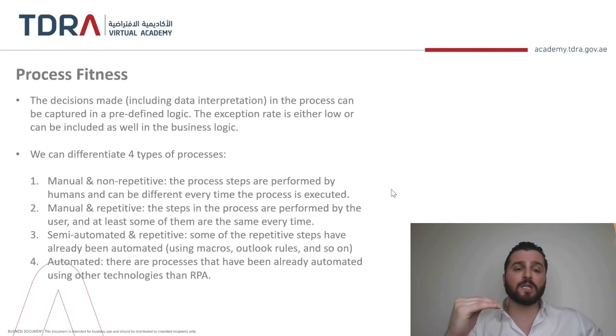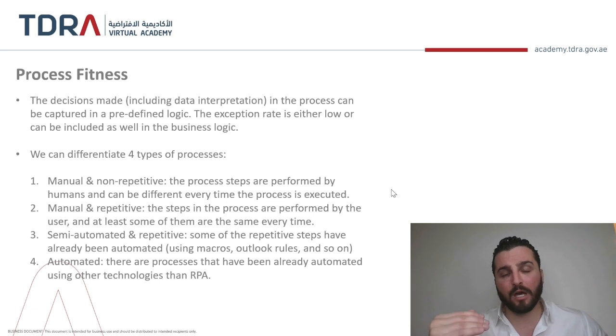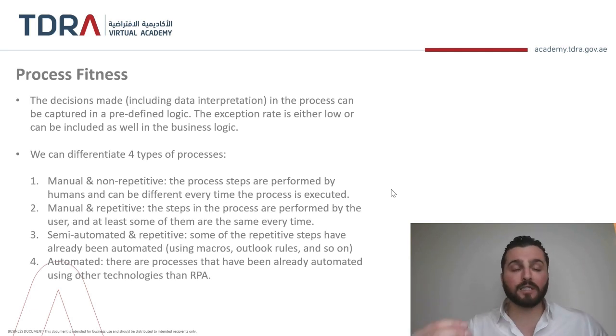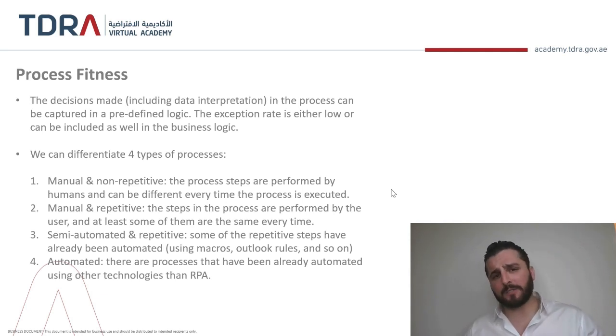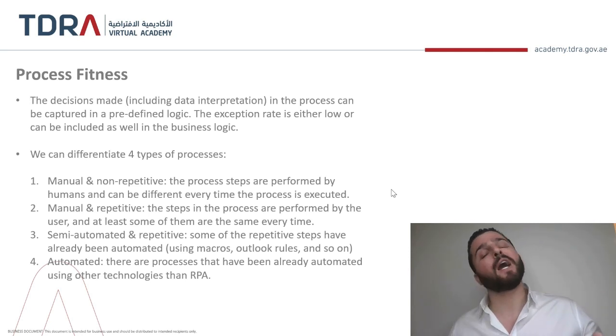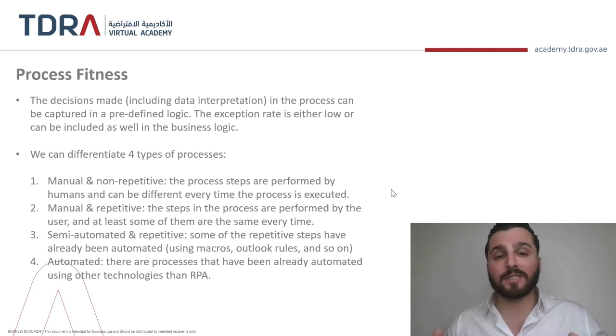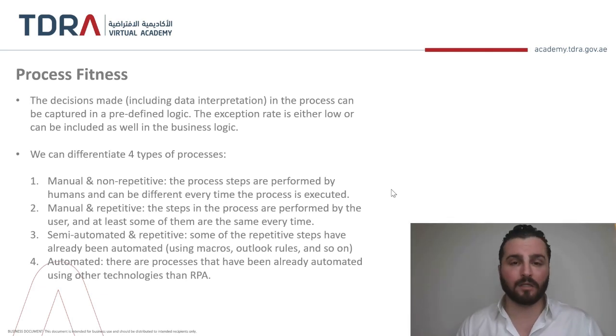By the way, the decision of automating or having robotic process automation on a certain process will be affected by different factors. We call these factors process fitness and process complexity. For process fitness, in order to decide whether a particular process will go into RPA or not, we need to predefine the logic of this process. We need to understand the exception rate in this process.